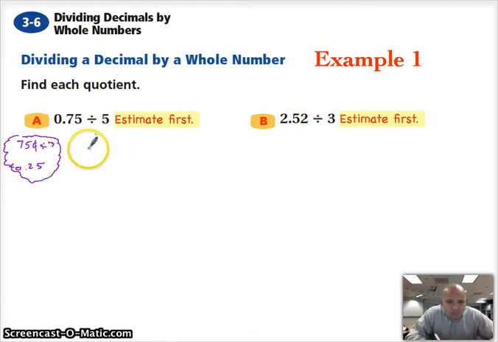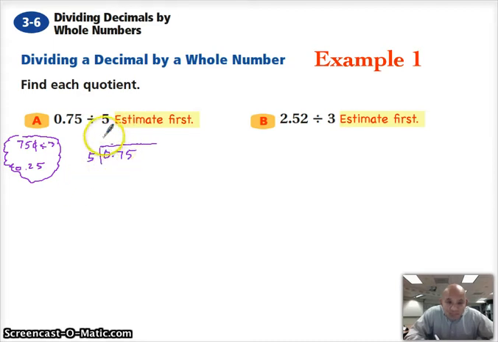So now I go about dividing 75 hundredths divided by 5. What I do immediately is place a decimal point in the quotient right above the dividend. This is called the dividend. The quotient, or the answer to the problem, is right above here. Decimals need to be aligned.